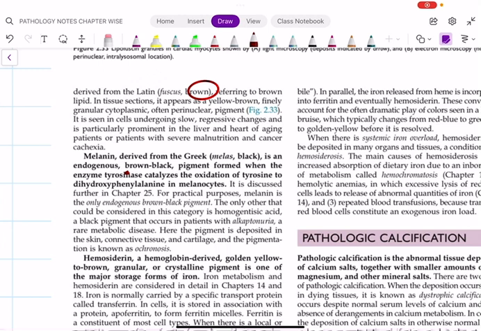It is a brown-black pigment formed from tyrosine. You already know that. It is the only endogenous brown-black pigment. Okay, yes. We have another black pigment. What is that? Alkaptonuria, homogentisic acid, ochronosis.